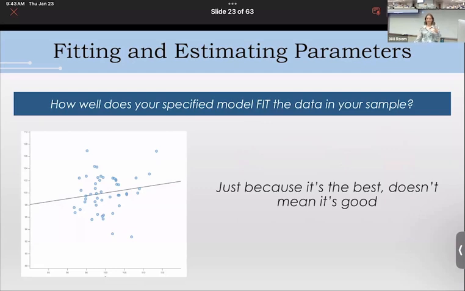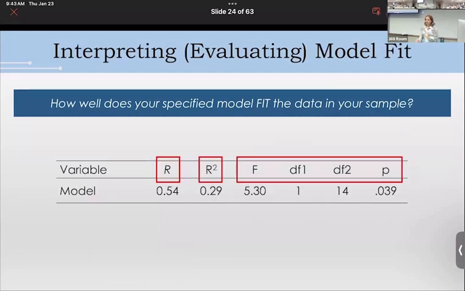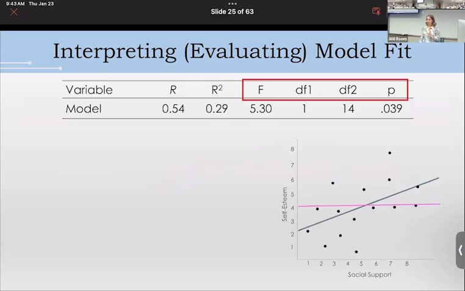So we got the best line, but how good is it? So here is a model fit table. And it's answering the question, how well does your specified model fit the data in your sample? And you're gonna see three pieces of information. We're gonna go through each of these pieces. So these two chunks, super important.